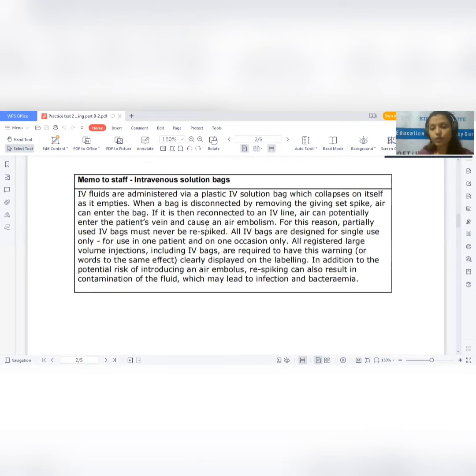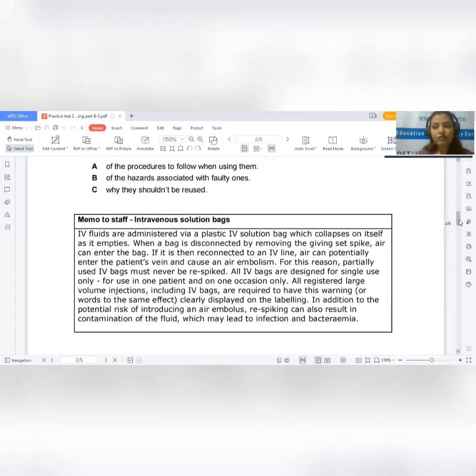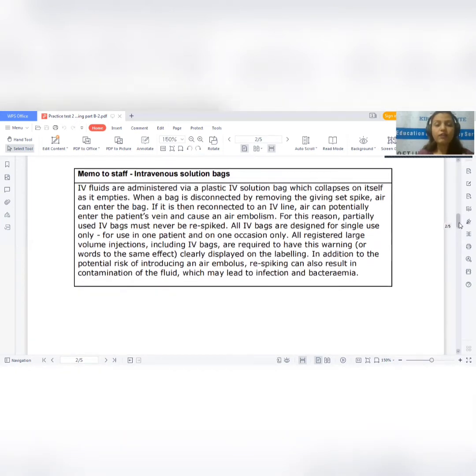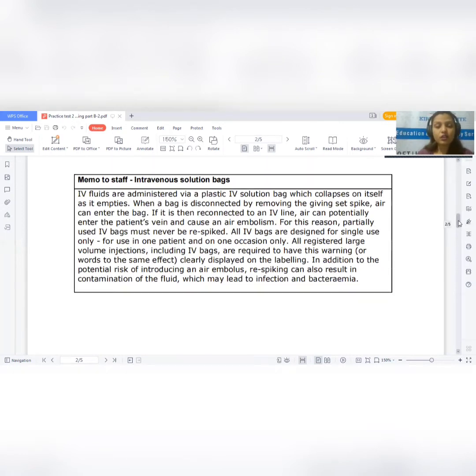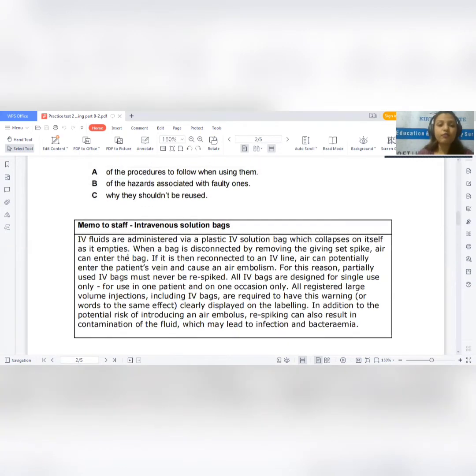Okay, the correct option. So this is one ideal method to do. I have gone through the question. Now I will go through the text. The text says memo to staff, intravenous solution bag. That means the question is asking about the purpose of the memo to staff.